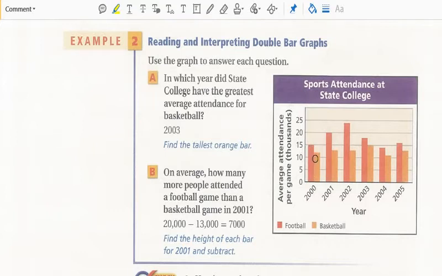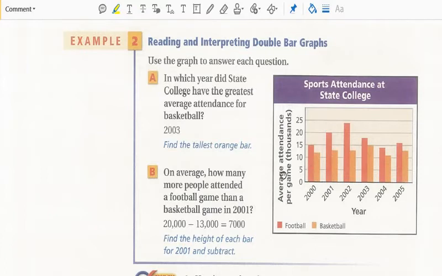2000 basketball 11, approximately, meaning average. 2001, 20. 2001 in the basketball, roughly 13, and so on.